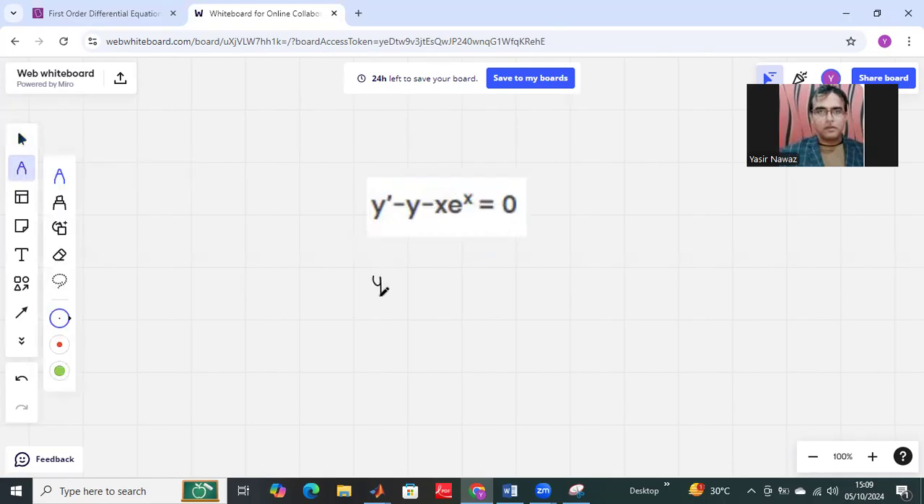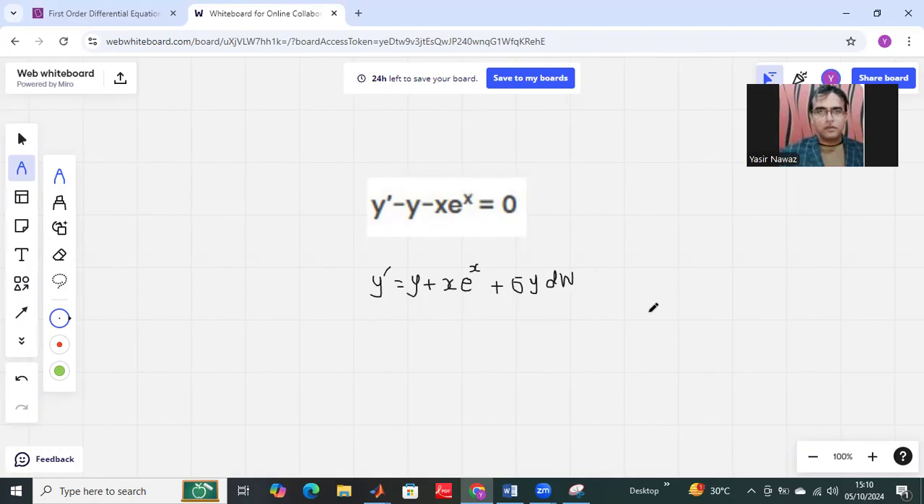So it can be written as y prime is equal to y plus x e^x, and then the stochastic term. The stochastic term, the Brownian motion term, I will add in this way: sigma is the coefficient, and then y, the dependent variable, and then dW, the Brownian motion term.